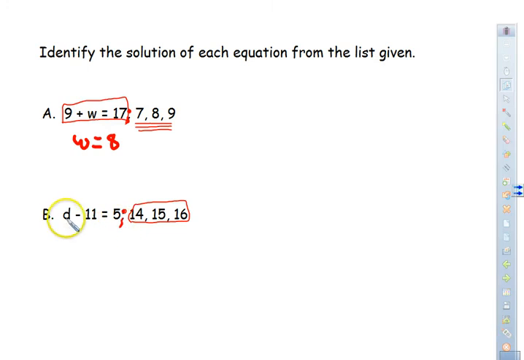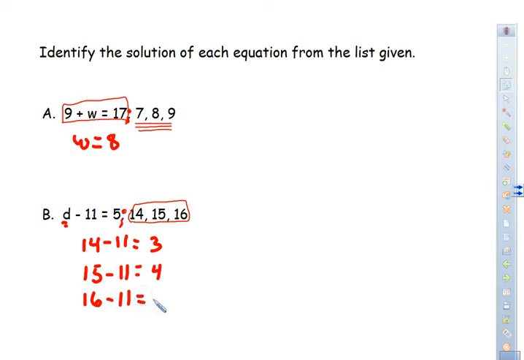Now we'll look at this, and again, working left to right, D minus 11 equals 5. So what number minus 11 would equal 5? Well, it has to be a positive number, and so this first number has to be larger than 11. All three of these are, so we'll simply plug those in. 14 minus 11 equals 3. And 15 minus 11 equals 4. Then 16 minus 11 equals our 5. So the answer to that is 16. And 8 is our answer to this.